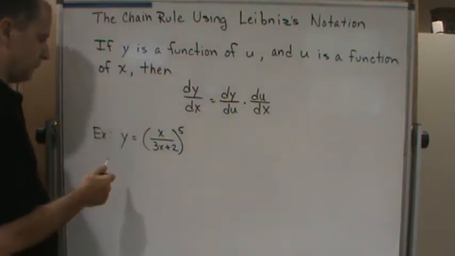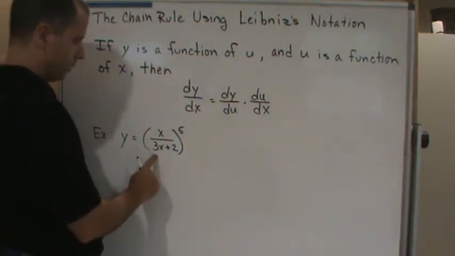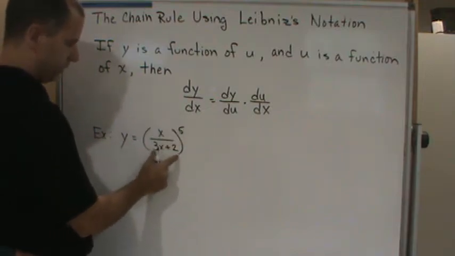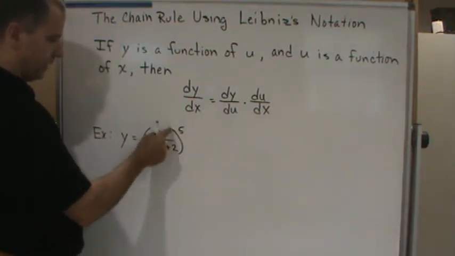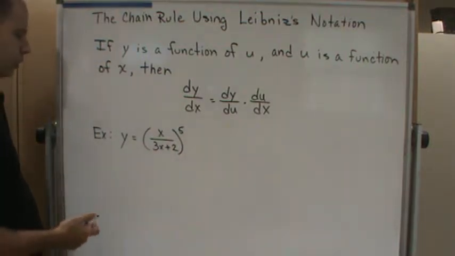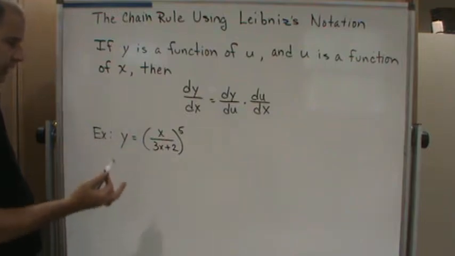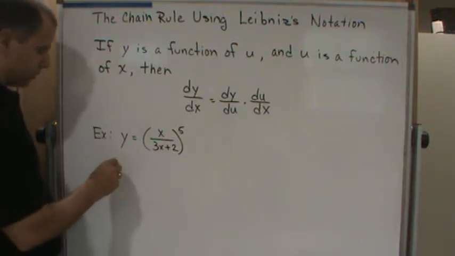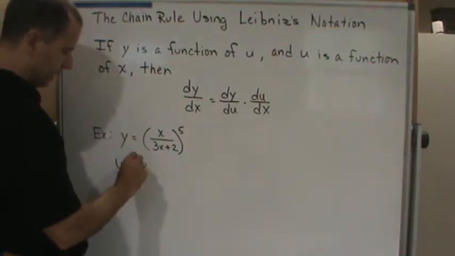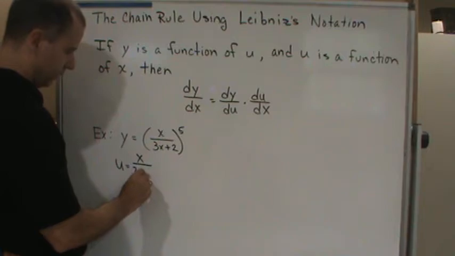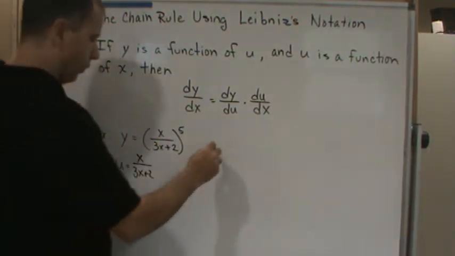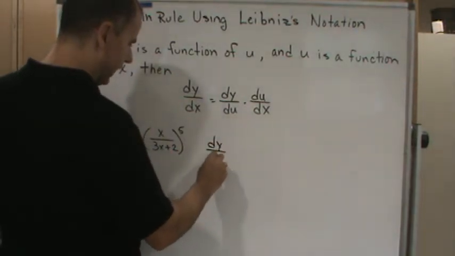So let's use this example here. We've got y equal to this expression, where we have a power function, this to the fifth power, and then inside we have a rational function. Now we're going to apply the chain rule using Leibniz notation, because we're going to define u as a function of x as x divided by 3x plus 2.